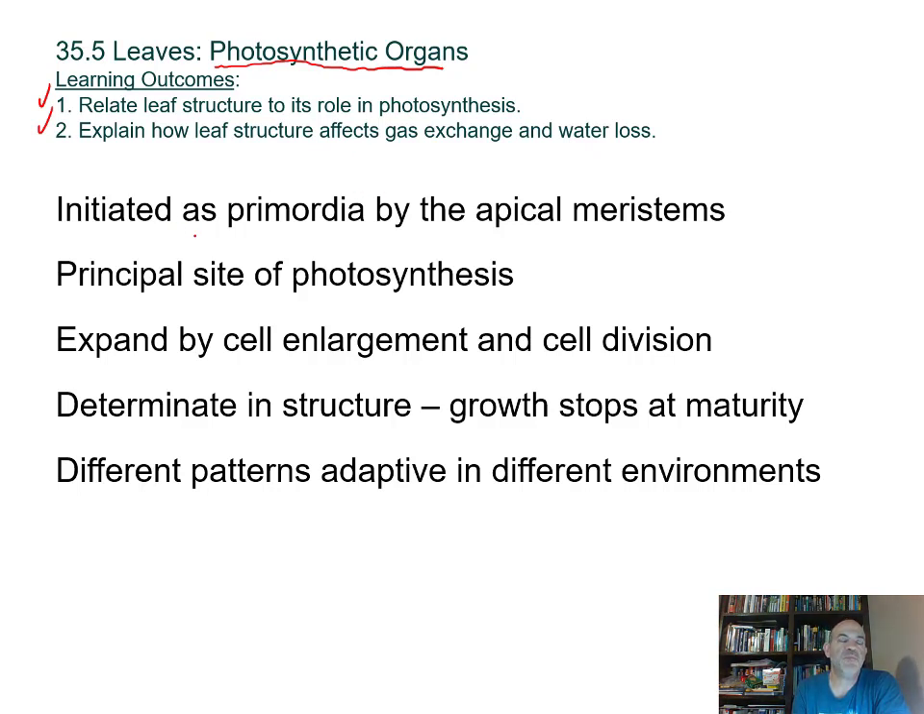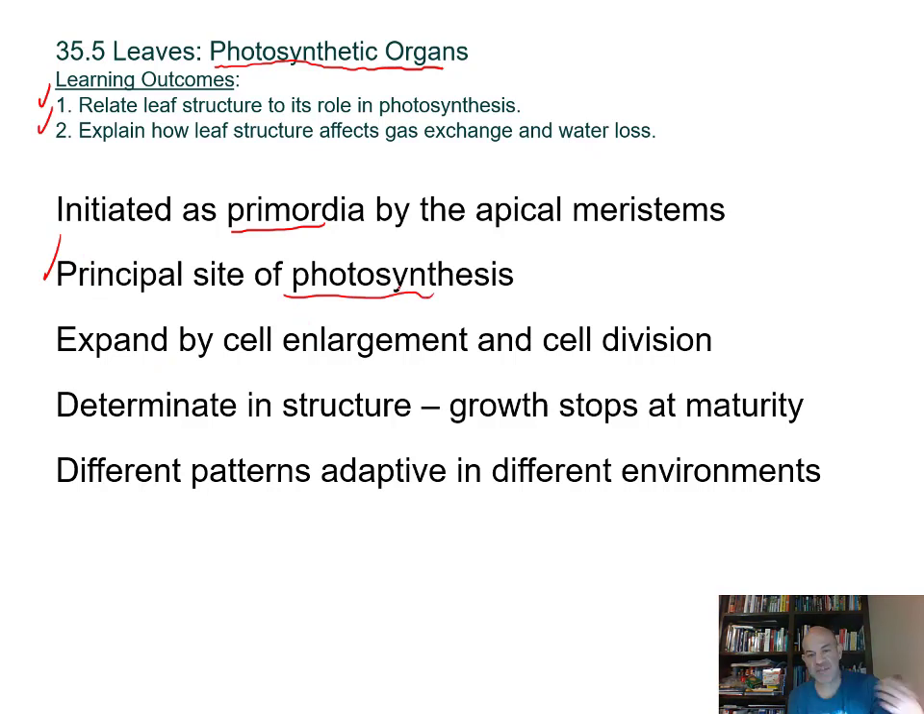Now, the production of a leaf starts off with the primordia. Those come off of the continued cell division, growth, and development, differentiation from apical meristems. We saw that in the prior section, the leaf primordia growing around the apical meristem. Again, the leaves are the principal site for photosynthesis.